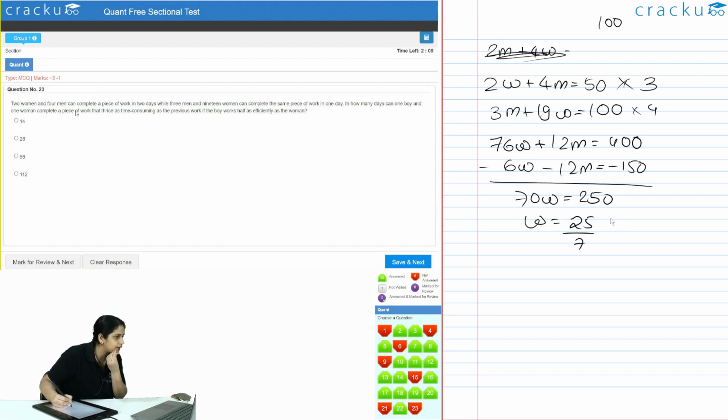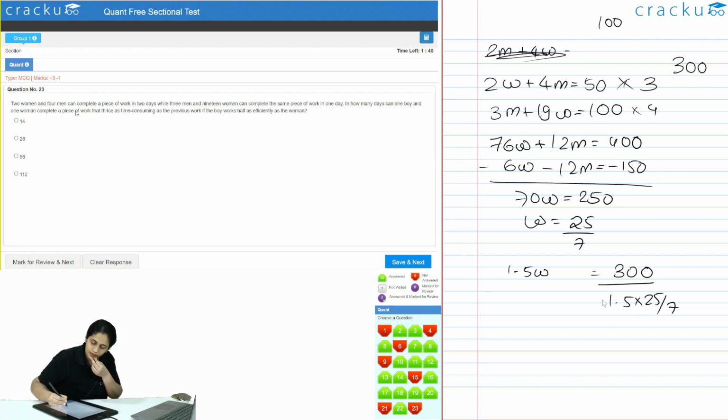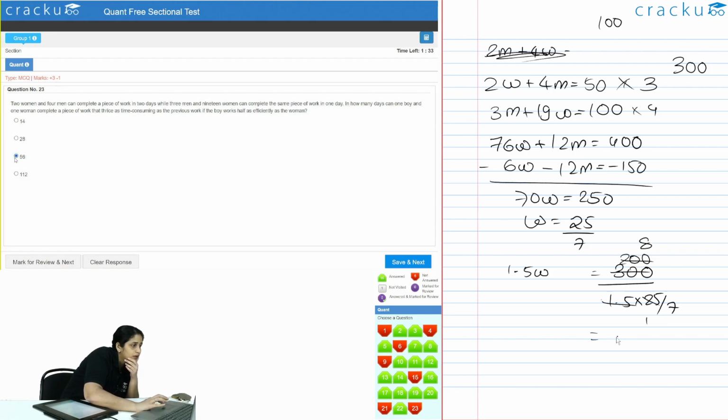And we have that how many days can 1 boy and 1 woman complete a piece of work? That is 3 times as time consuming, so we need 300 units. So we have 1 woman plus somebody who is one and a half woman essentially. So 1.5 women, 1.5 women, and you have 300 units. So the number of days would be equal to 300 divided by 1.5 times 25 by 7. So this would be 200, this is 8, so 56 days. 56 days. Come on, 1 minute.